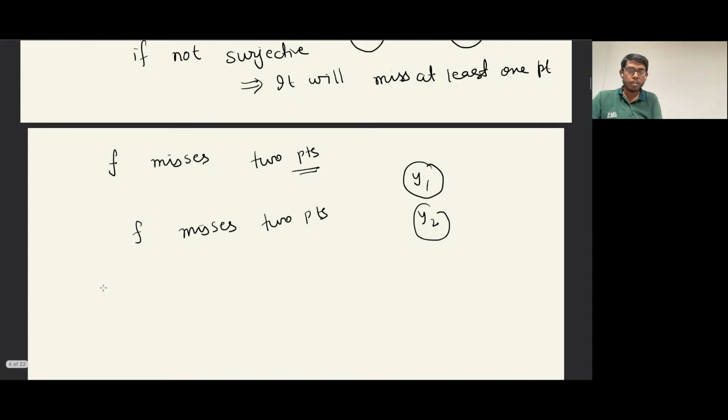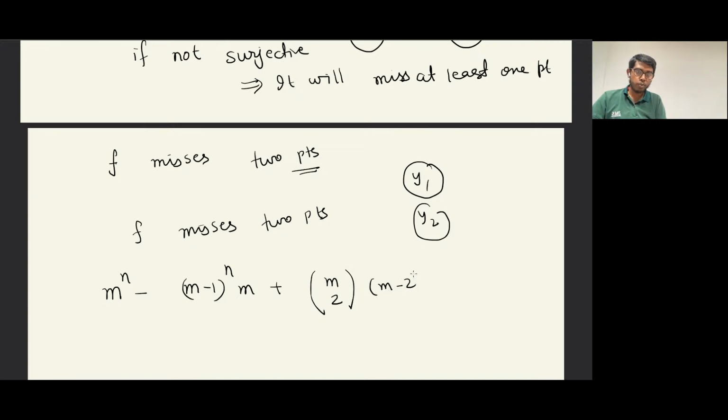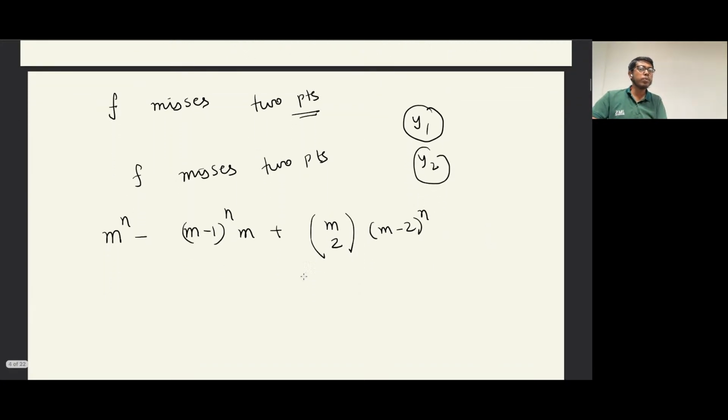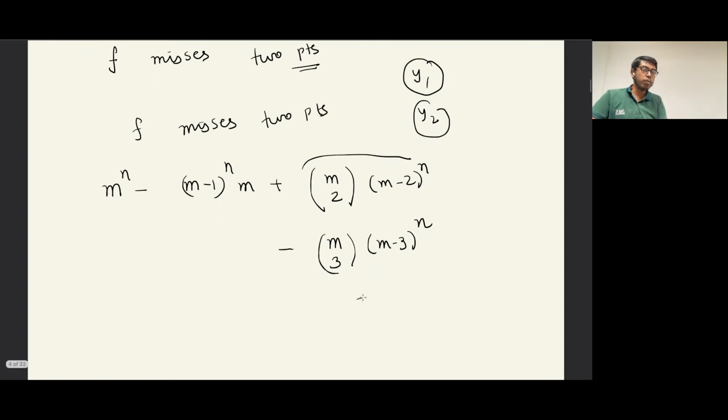So that means m to the power n minus m times (m minus 1) to the power n plus, if it misses 2 points, I have to choose 2 and then (m minus 2) to the n. And similarly it will go. Now it misses two things, so I have added, but in this I have also added those that miss 3 points. So I have to exclude that also. That's why m choose 3, (m minus 3) to the power n. And it will go on.